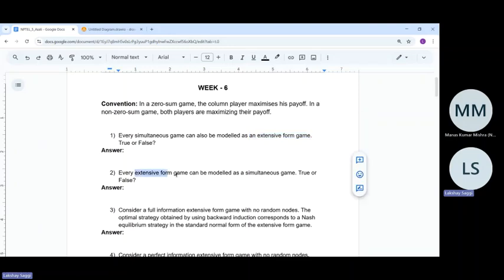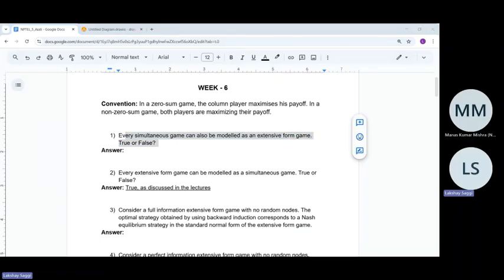So actually this is the second question, right? Every extensive form game can model the simultaneous game. Good job, this is actually true, and this was also discussed in the lectures. But this also, that every simultaneous game can also be modeled as an extensive form game, this statement is also true.